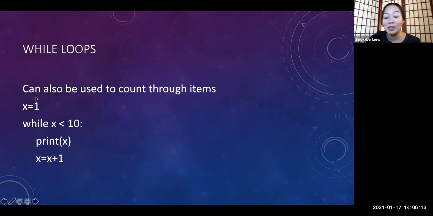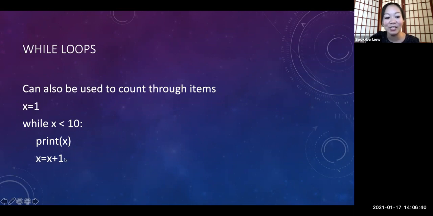You can also use a while loop. This can be used especially to count through items. For instance, you have to set the value initially. It's called initializing the variable. So X is initialized, or set, to 1. Then we say while X is less than 10. So while this value of X is less than 10, we're going to print the value of X. The most important part of a while statement like this is that you have to increment the value of X.